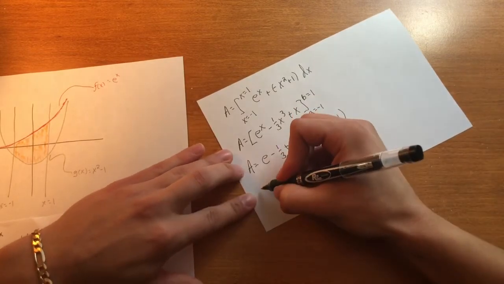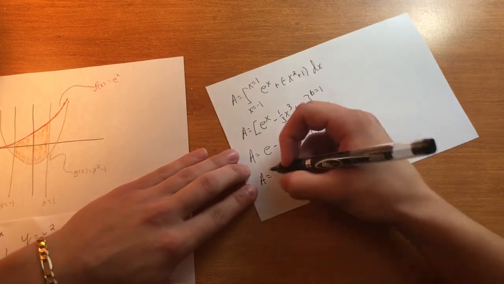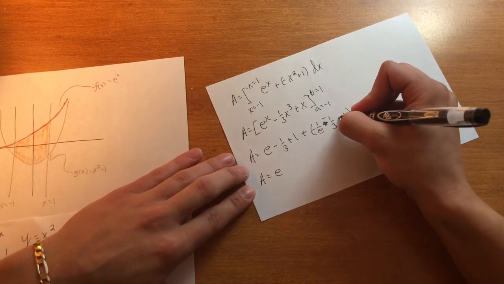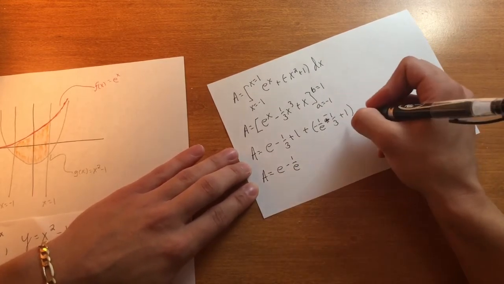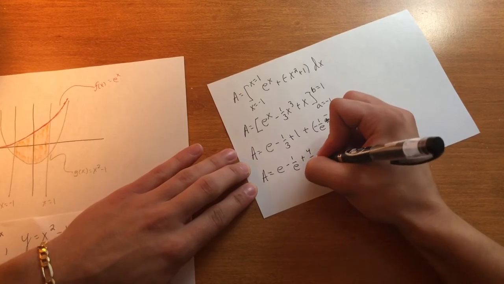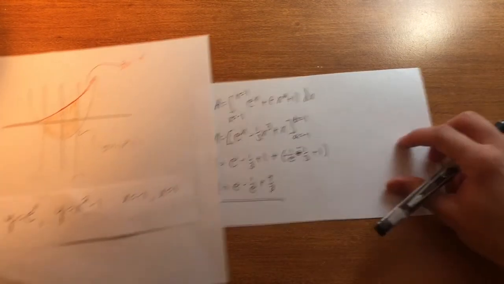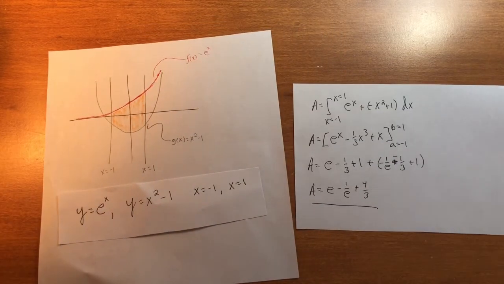Great. So then the area equals e, and I'm going to bring that negative in, so it's going to look like that, minus 1 over e, and then plus 4/3. So that's my exact answer for the area between these curves and the vertical lines. If you want to plug this into your calculator and give an approximation, you could. You'd be rounding, but I'm just going to leave my answer like this.